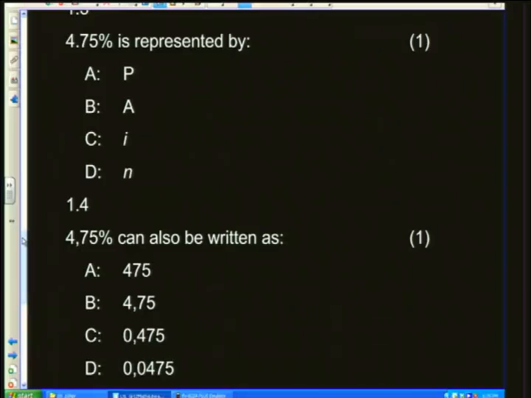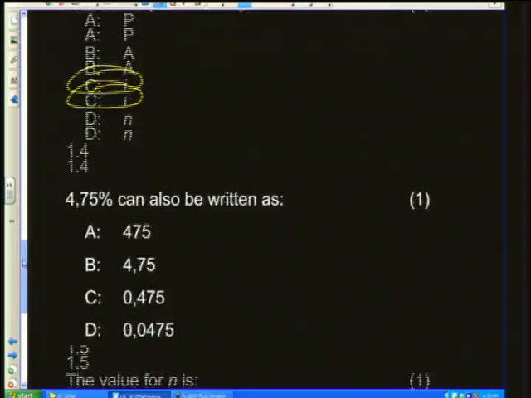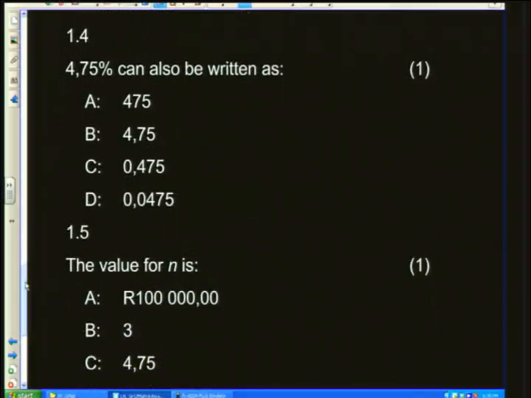Right, now, 4.5% is represented by what? The i, the interest. Okay, cool. Now, here's a good one. 4.5% can also be written as what?